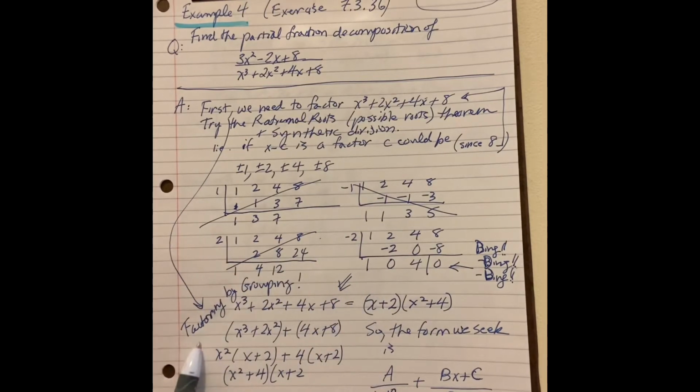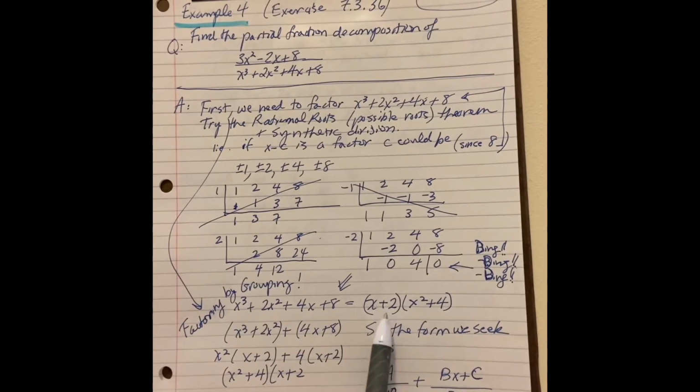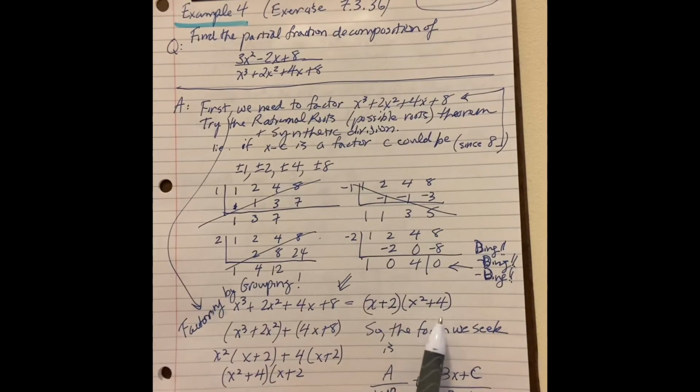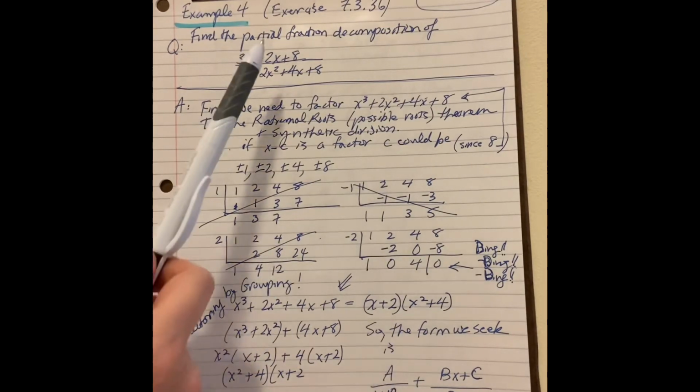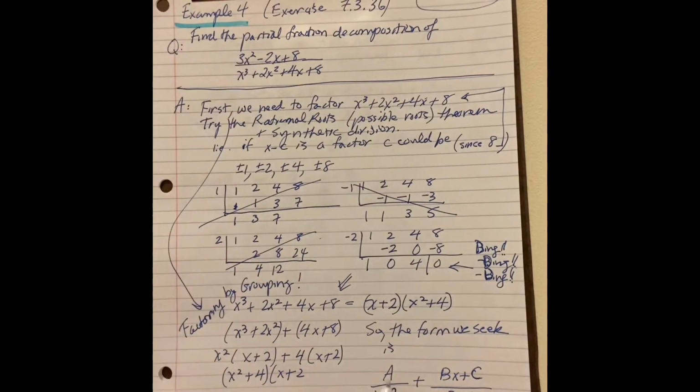Oh, but remember, there's factoring by grouping. If you factor by grouping, you find out that the denominator polynomial factors into x plus 2, which is a linear irreducible polynomial, and x squared plus 4, a quadratic irreducible factor. So it's another irreducible, but this one's quadratic, okay? So we're going to try and decompose this into something of this form.